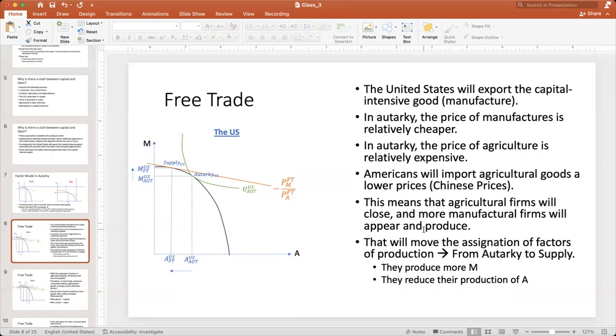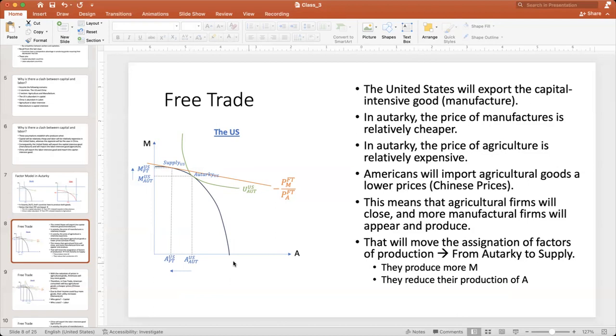Why? Because if we are opening the American economy, we tend to specialize in the production of manufacture because we have cheaper capital here, and the consumers will not buy American agricultural products because they are very expensive. Those firms that could not compete with the prices of more competitive countries, such as in this case China, should close their production. And that movement, that consequence, will move the allocation of factors of production.